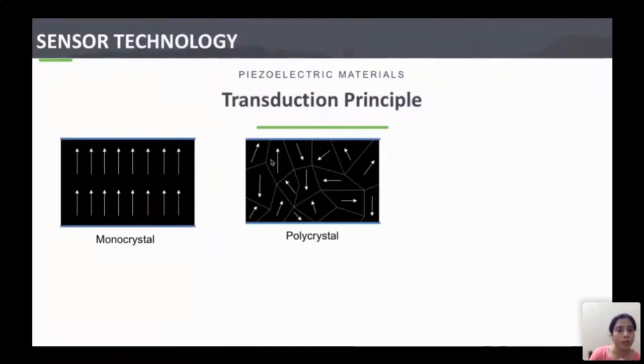So how does it happen? For any crystalline material, if it is polycrystal, then only it can be piezoelectric, because in monocrystal, all the crystals are unidirectional. However, in the polycrystalline materials, all the crystals are directing in different directions. So they have got stabilized in a way that there is no resultant charge. So they are in a stable condition.